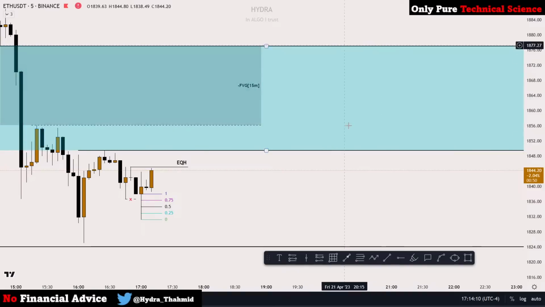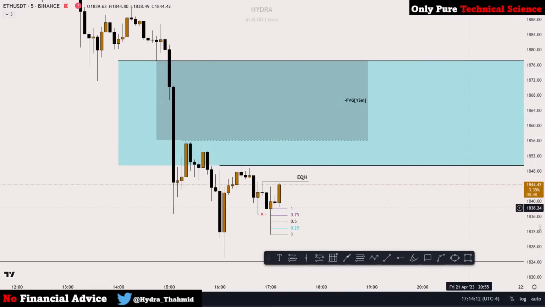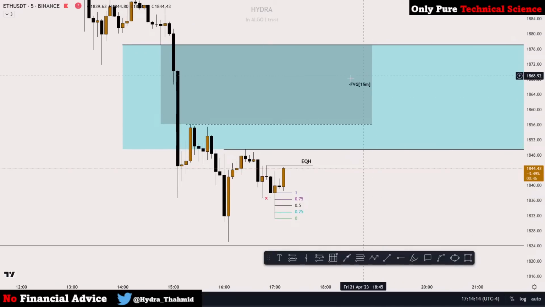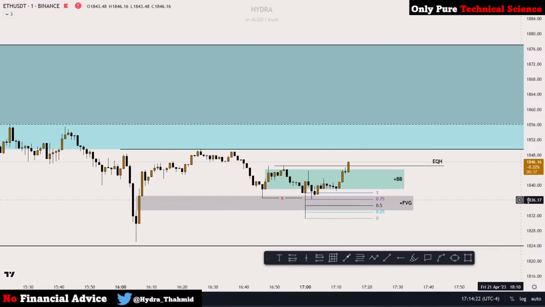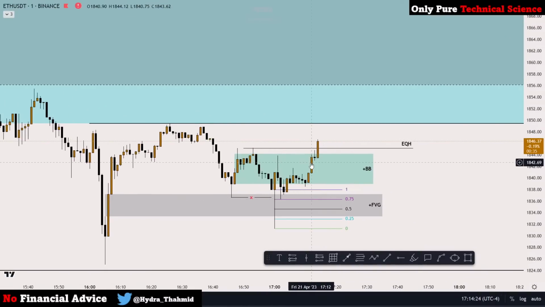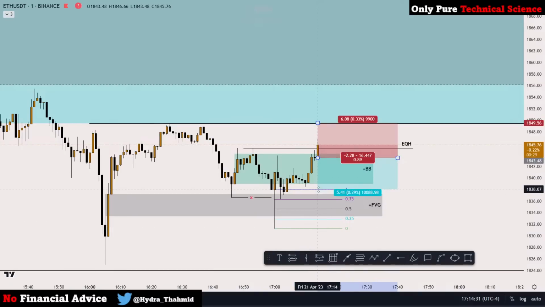This box that you see here, that's our hourly fair value gap, and inside our hourly fair value gap we have a 15-minute fair value gap too, and above that we have relative equal highs. So now let's drop down to the 1-minute chart. That's where the magic is happening. You can clearly see that a breaker block is getting activated right now. Price did close the candle's body above the breaker block, right?